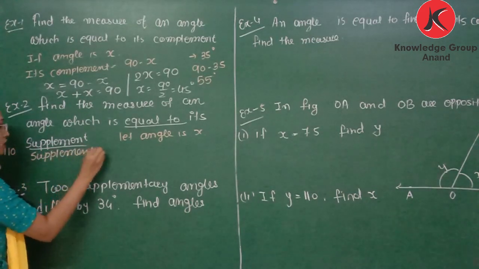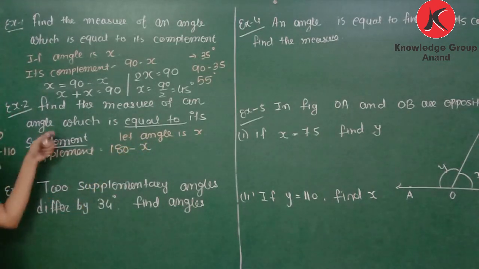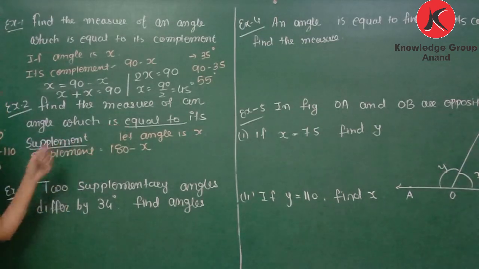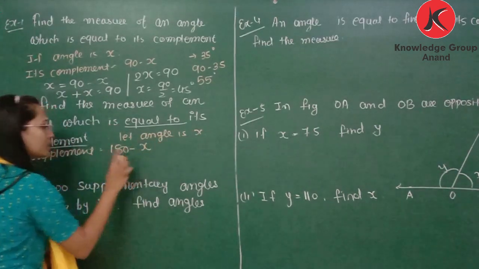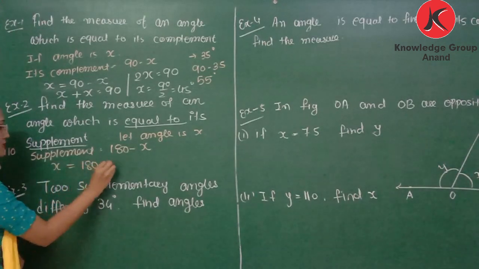The supplement angle will be 180 minus x. But in the question it is written that they are equal, an angle is equal to its supplement. This means this angle and this angle are equal. So we can write x is equal to 180 minus x.